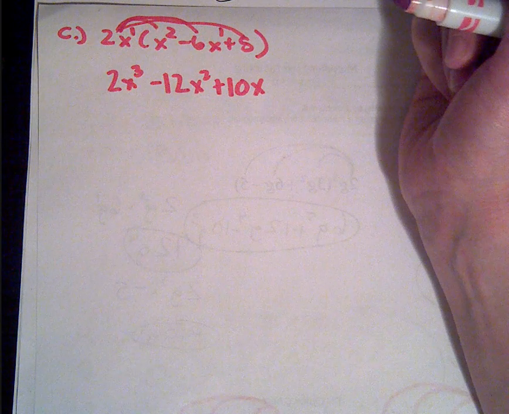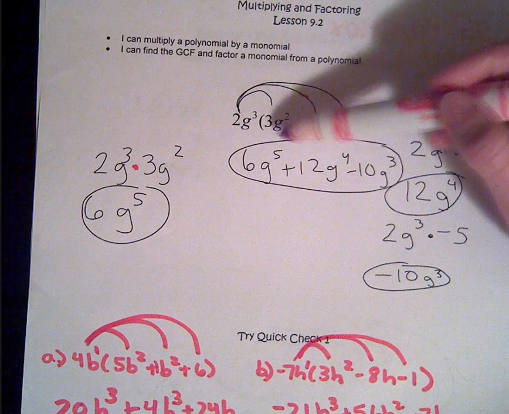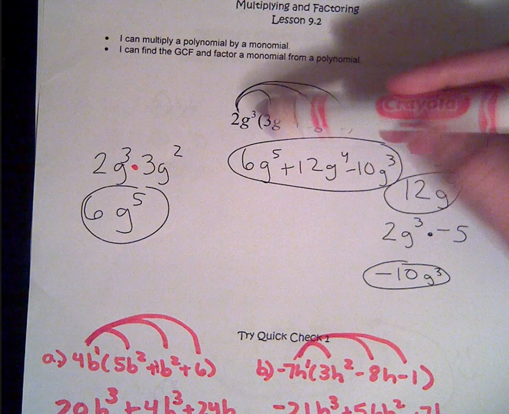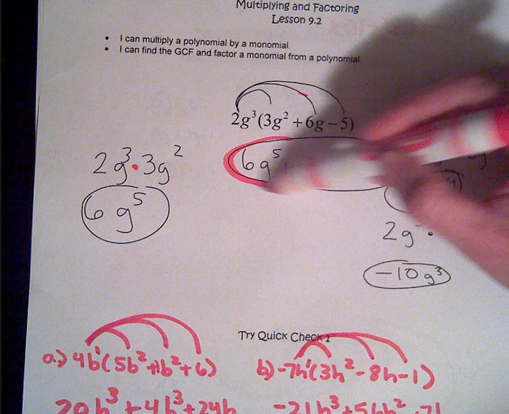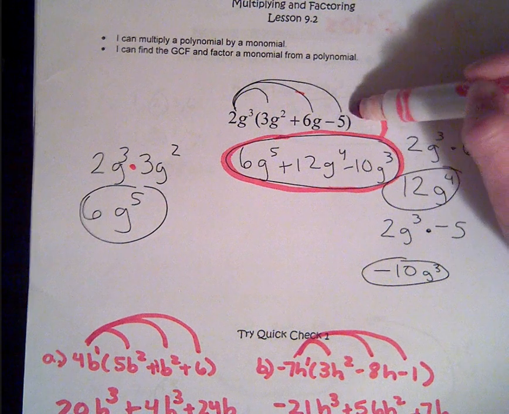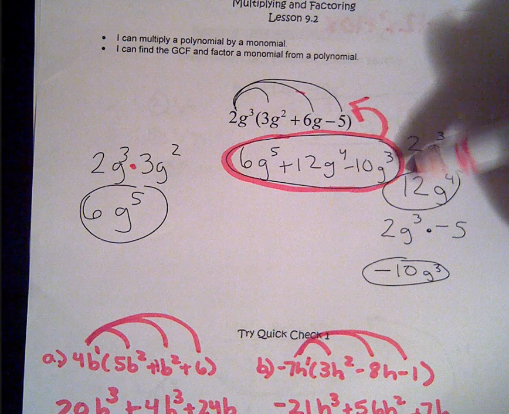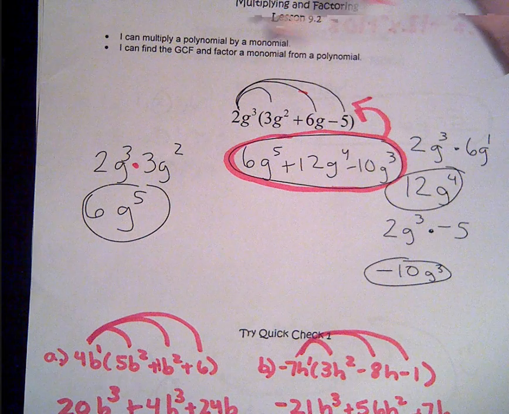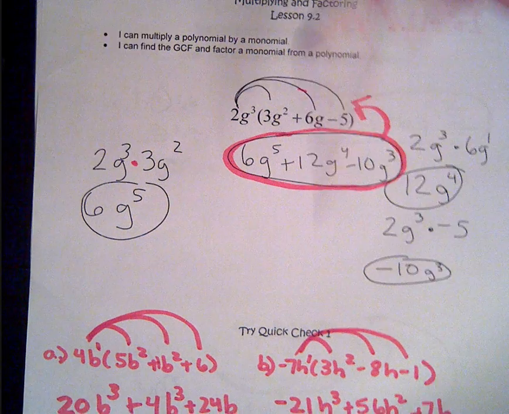Okay, so we know how to go if we are multiplying a polynomial by a monomial. Now we're going to go backwards. So now we're going to be given something like this, and we need to go backwards to get to this step. And what we're really doing when we do that is we're finding the greatest common factor and factoring the monomial from the polynomial. So now we're going to go backwards.